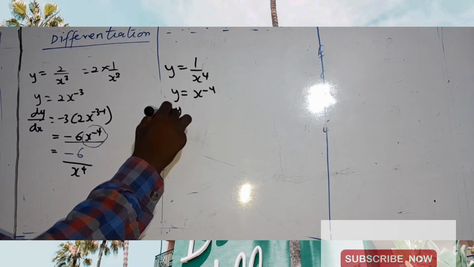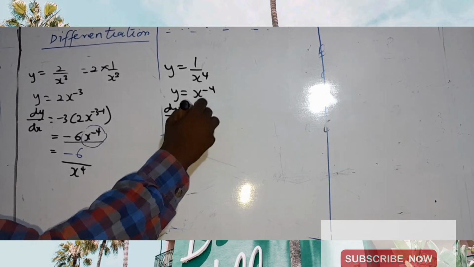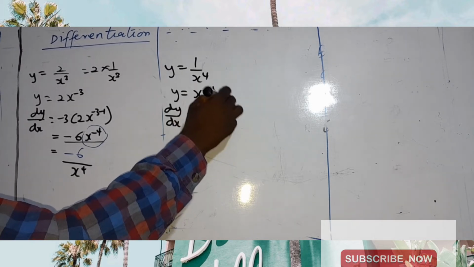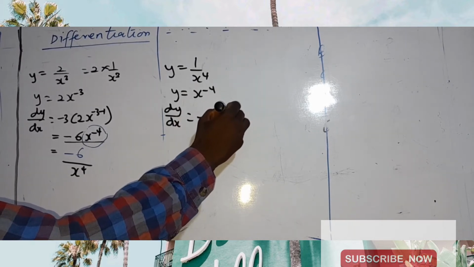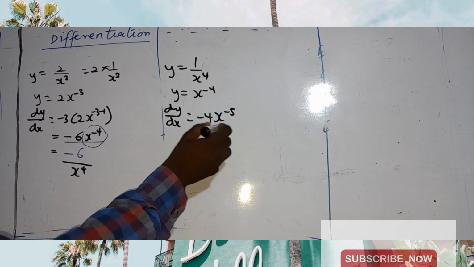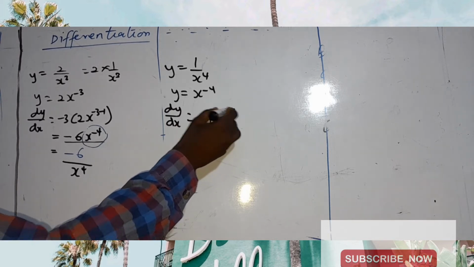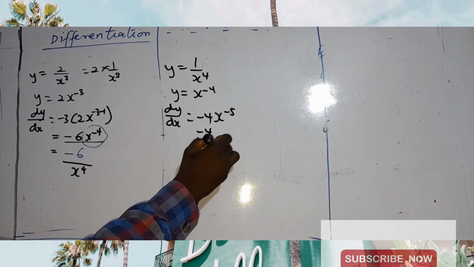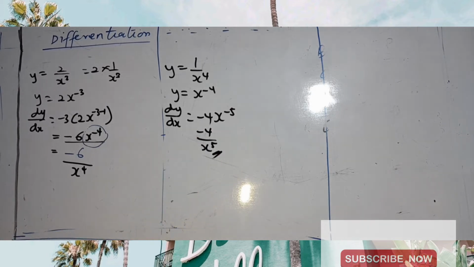Now the x is going to give you power down, so minus 4, power minus 1. That's going to give you minus 4 minus 1, which is minus 5. So I can take this one back to the denominator, only this one, not the whole number. So I'm going to get minus 4 over x raised to the power 5. And that's going to be your answer for this one too.